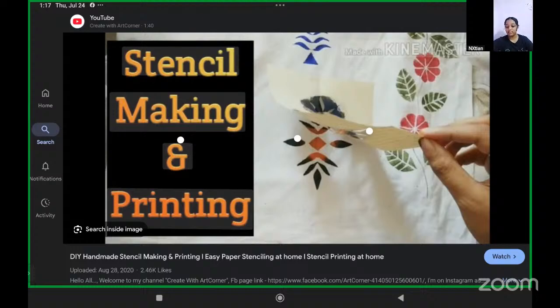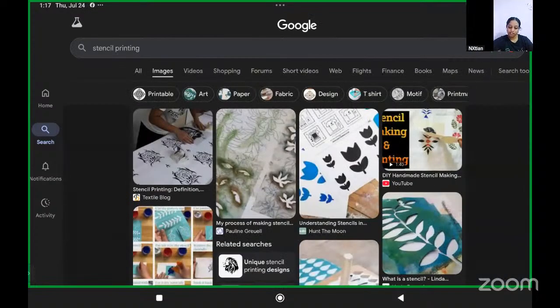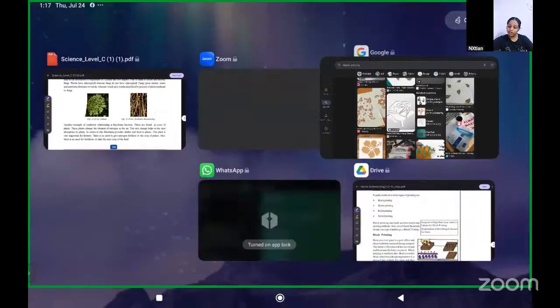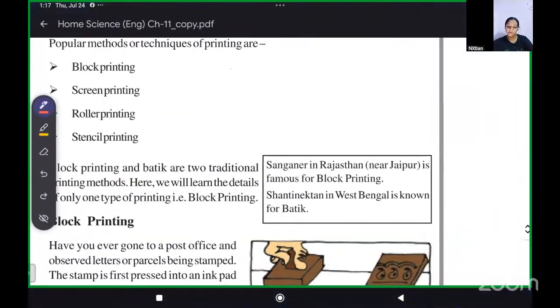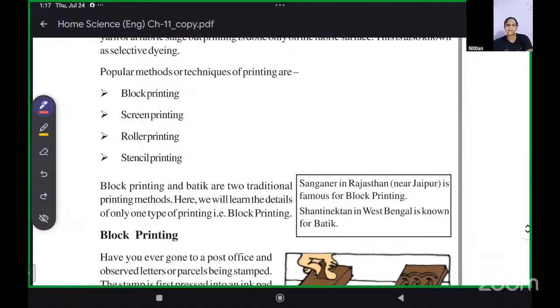Okay, and then now we have the popular methods. Now, if a question comes on popular methods or techniques of printing, if it's a short question, you can write their names: block printing, screen printing, roller printing, and stencil. If it's a long question and it asks what is printing, give the techniques of printing, then explain printing in detail.